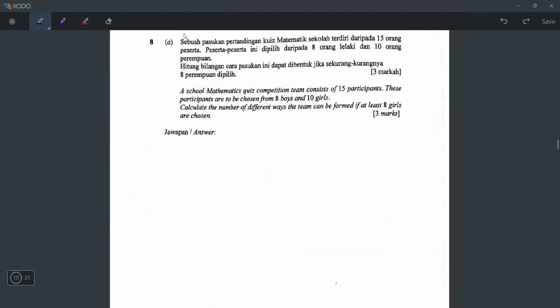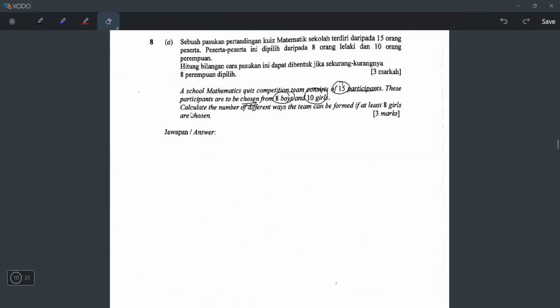with question 8. Okay, 8A: a school mathematics quiz competition team consists of 15 participants. These participants are to be chosen from 8 boys and 10 girls. So if no condition, it means 18C15, because they use the word chosen already. But this one is kalau no condition, okay?